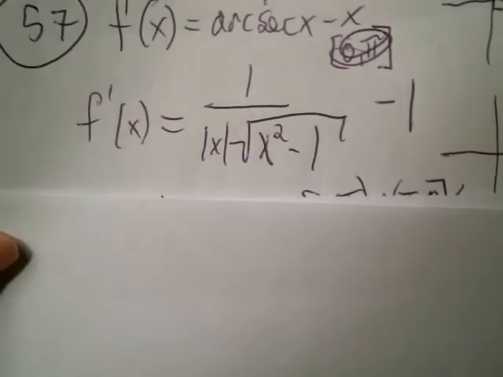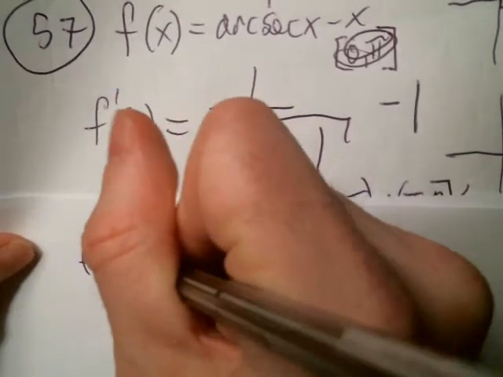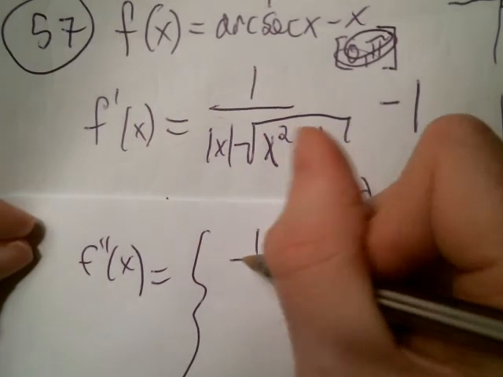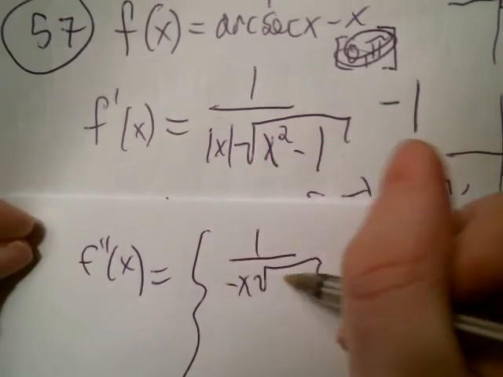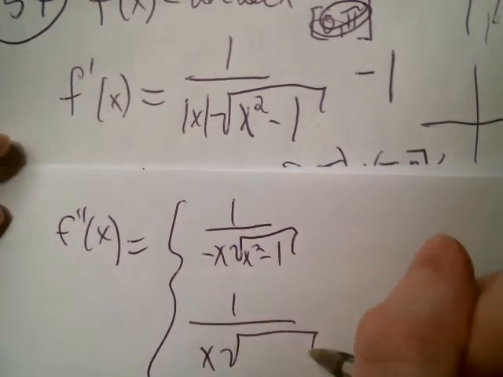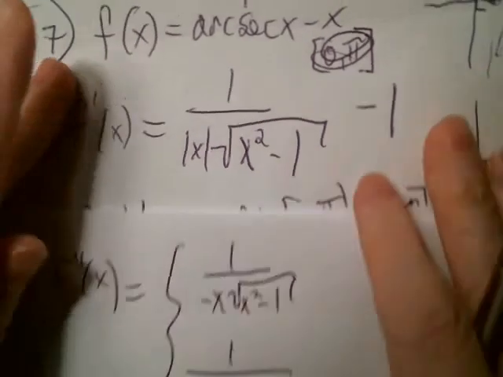I guess we can take a look at it. So f double prime of x. I mean, there's two versions, right? There is the 1 all over negative x times the square root of x squared minus 1. And then there's 1 all over positive x times the square root of x squared minus 1.